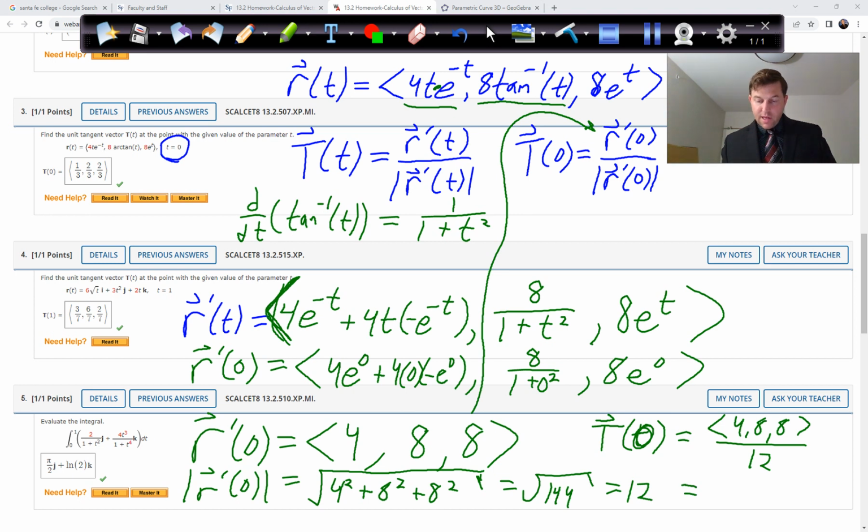And you can divide a scalar into a vector. Just take each component divided by 12. And that does simplify to 1/3, 2/3, and 2/3, which I have written right there: 1/3, 2/3, and 2/3. Divide everything by 4. Okay, and that'll be problem 3, tangent unit vector.